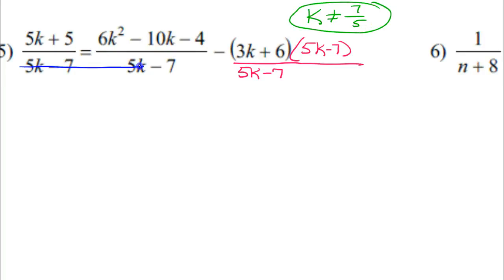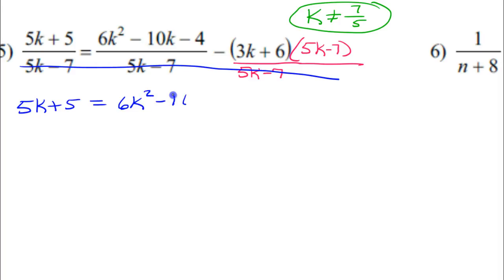Anyway, the denominators can be canceled out now, and we can make a new equation out of the numerators. So I have 5k plus 5 is equal to 6k squared minus 10k minus 4 minus. Now I have to be really careful about this because I have this minus sign.